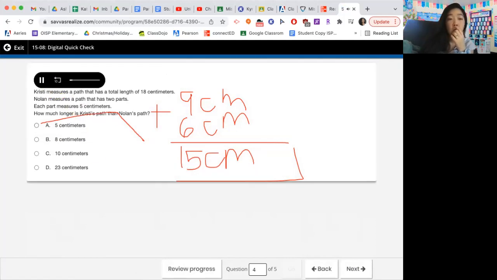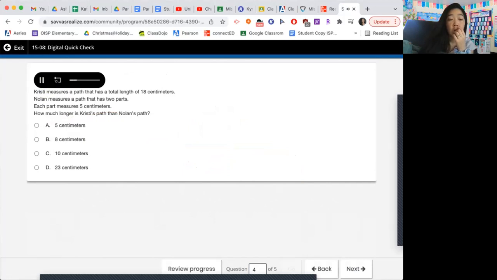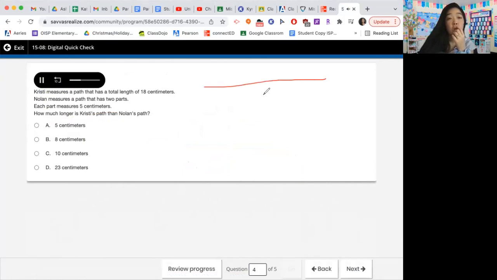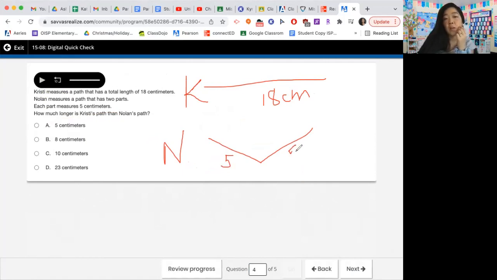Christy measures a path that has a total length of 18 centimeters. Nolan measures a path that has 2 parts. Each part measures 5 centimeters. How much longer is Christy's path than Nolan's path? So Nolan's path has 2 parts. 1, 2. This part is 5 centimeters, and this part is 5 centimeters.